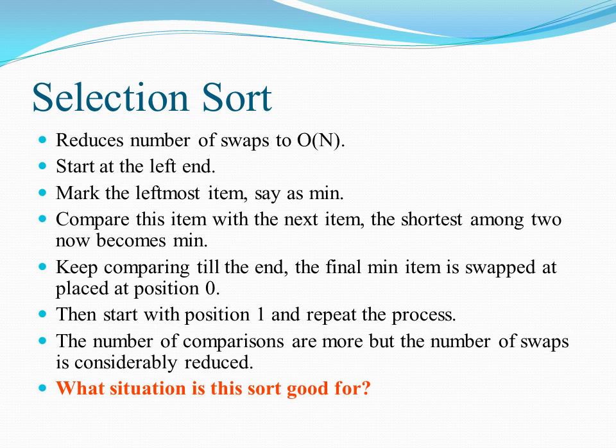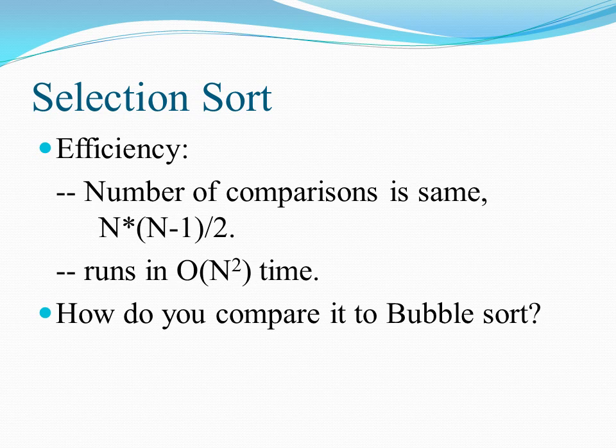See, if an array has 6 elements, then we need to perform selection sorting in 5 steps. That is nothing but selection sorting. Next, in total selection sorting, how many comparisons are required? N into n minus 1 by 2.